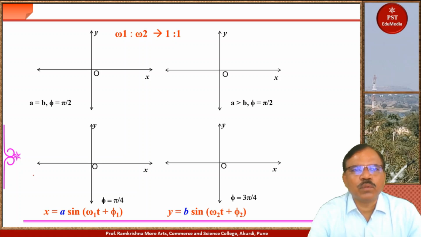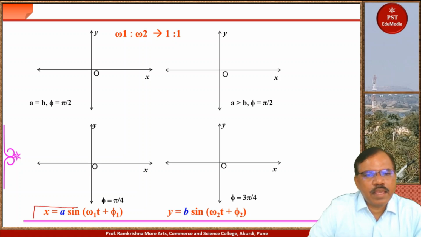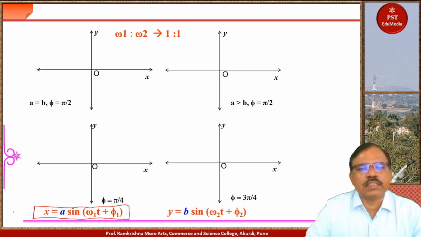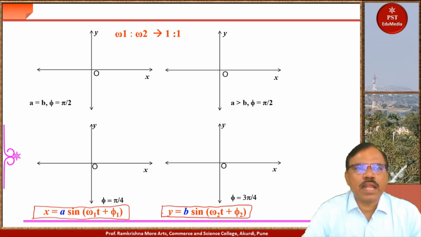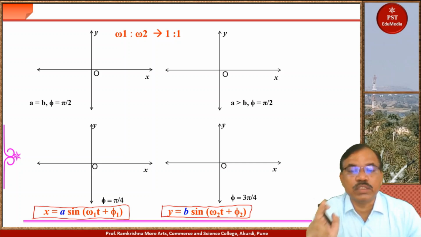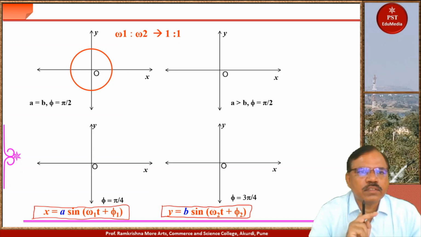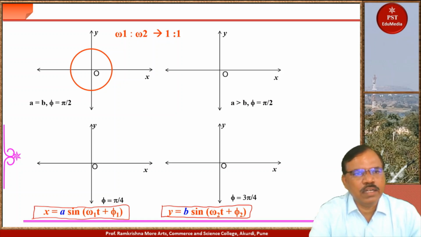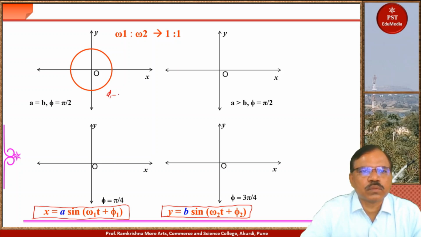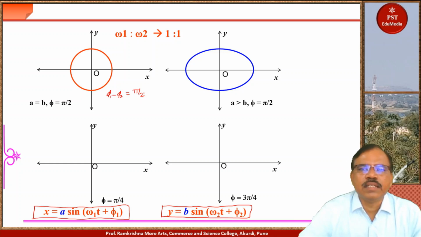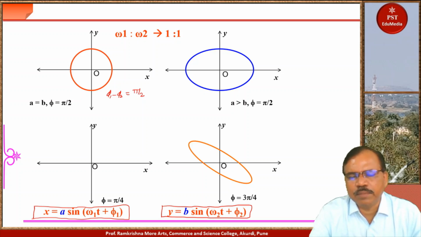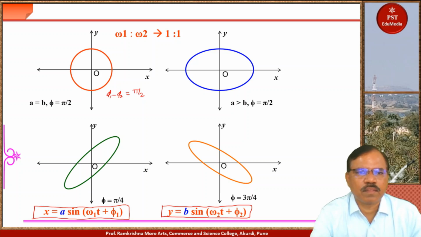So suppose we have two simple harmonic motions. Here I have taken x is equal to a sin(omega 1 t plus phi 1) and y is equal to b sin(omega 2 t plus phi 2), and suppose the frequency ratio omega 1 to omega 2 is 1 to 1. We have already seen that. So we will get a circle if a and b are equal and the phase difference phi 1 minus phi 2 is pi by 2. But if a and b are not equal but a is greater than b, then you will get an elliptical path. If the phase difference is 3 pi by 4, you will get an elliptical path, but that ellipse is oriented like this shown in the figure. If phi is pi by 4, you will get again an ellipse but along this direction.